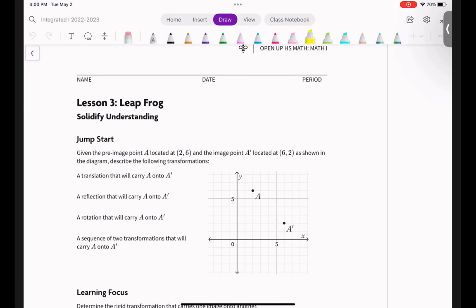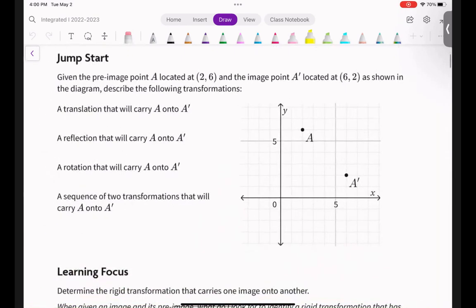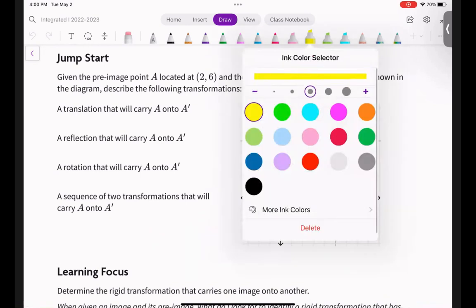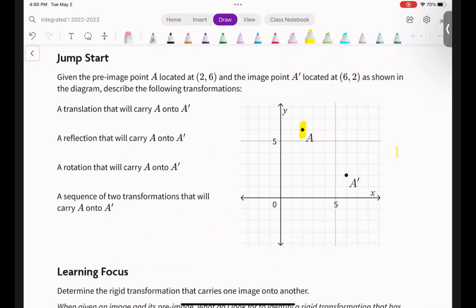So the first one says, given the pre-image point A located at (2, 6), and the image point A prime located at (6, 2), as shown in the diagram, describe the following transformation: a translation that would carry A onto A prime. So your job for today is, how can I get from here to here, either by a translation, a reflection, or a rotation, or more steps than just one at a time. So how can you get from point A to A prime by using a translation?